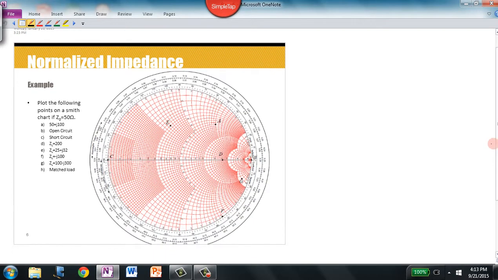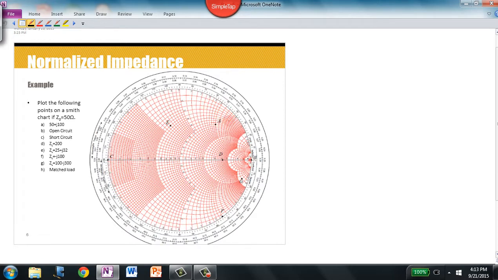Here I've plotted a real Smith chart. It's exactly the same Smith chart as what you have in your notes, and I've given you a bunch of different points to plot, and I've also given the answers here. I would like you to pause the video and make sure that you understand how to get these points and where they are on this plot.